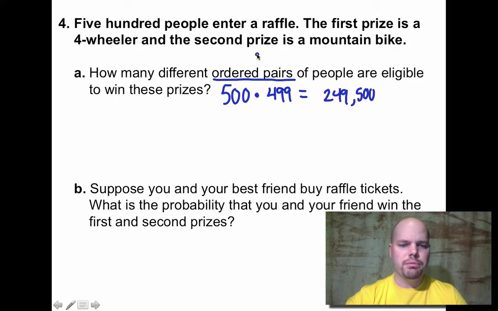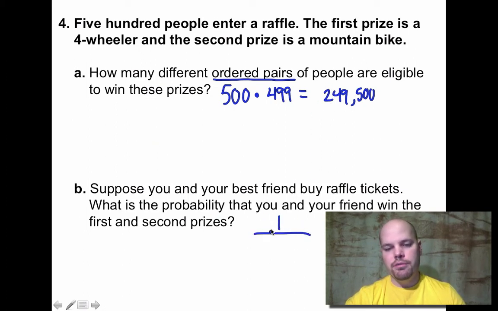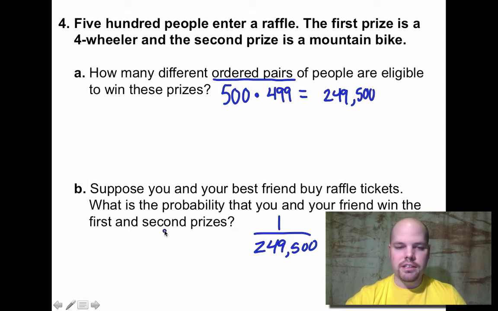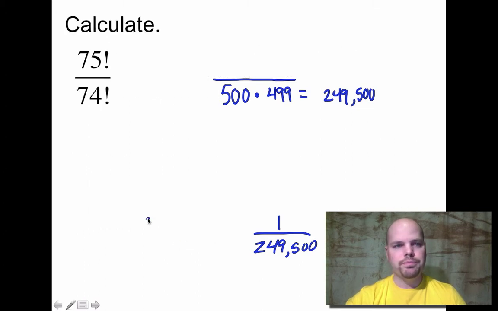All right, so part B, suppose you and your best friend buy raffle tickets. What's the probability that you and your friend were the 2 to win the first and second prizes? Well, you and your friend would only be one ordered pair out of this possible 249,500. So not real likely that you and your friend are the winners.